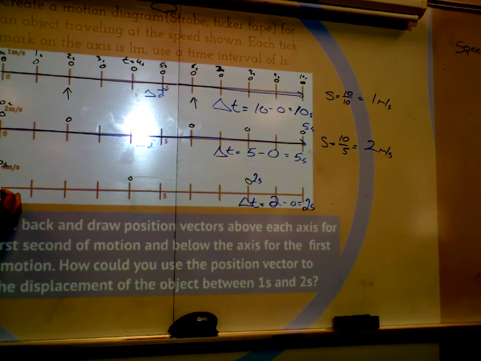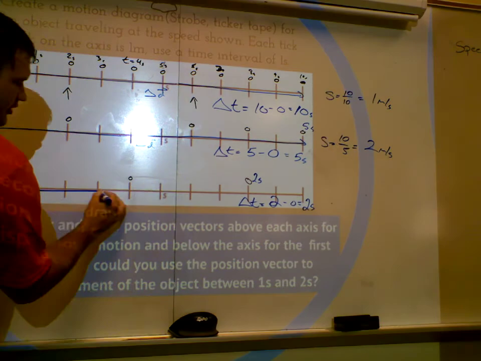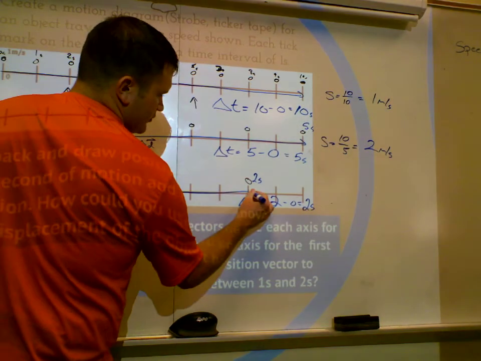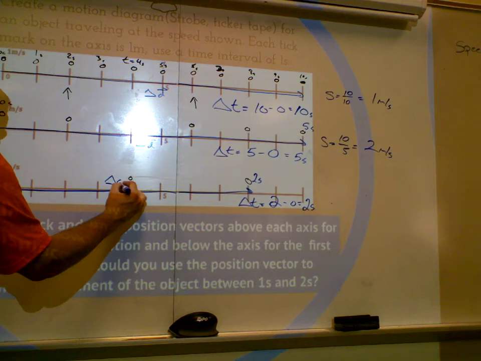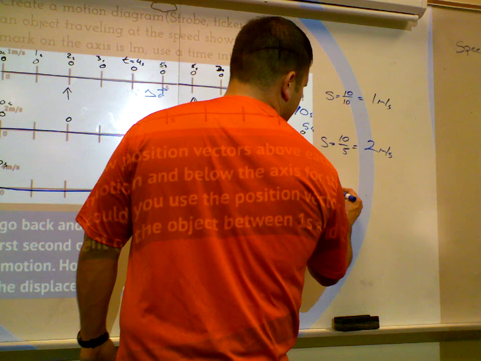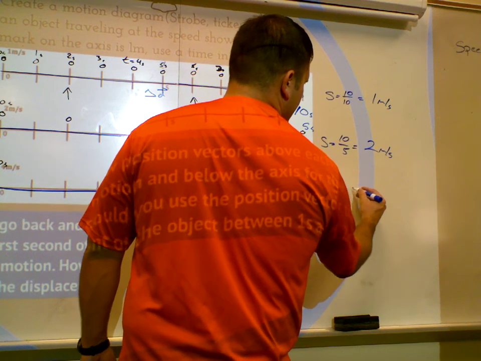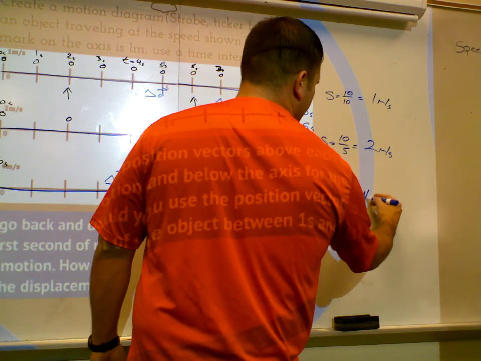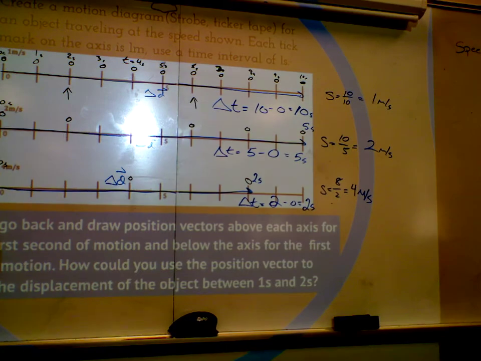Last one. Okay, Scott, you can't say anything now. Here's my displacement vector. How long is that? 8. So the distance is 8. What's our time? 2 seconds. Speed equals 8 over 2, which is 4 meters per second. Does that make sense, guys? Any questions?